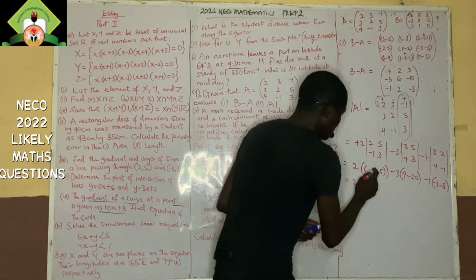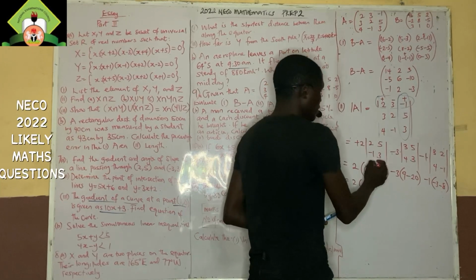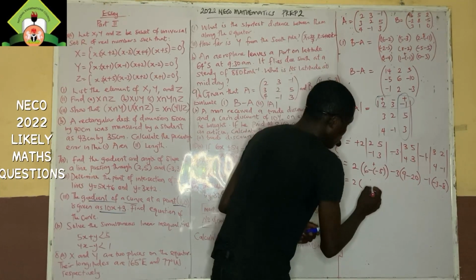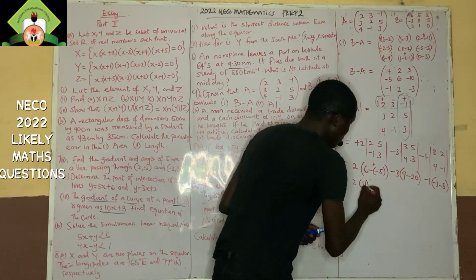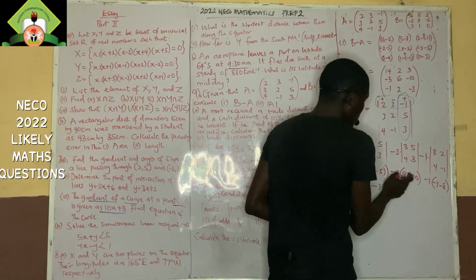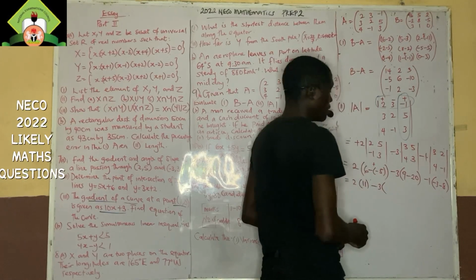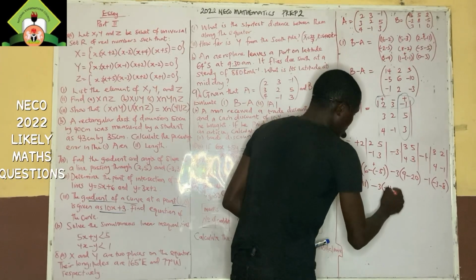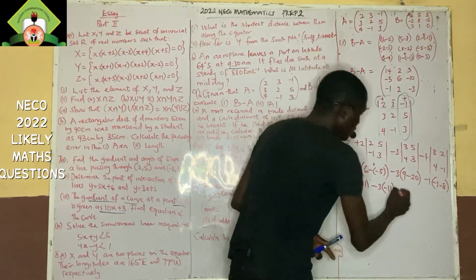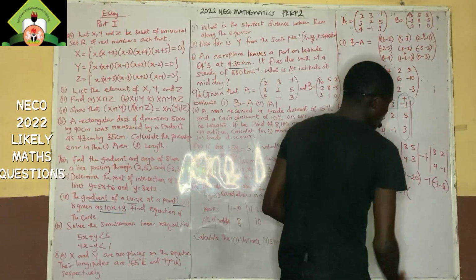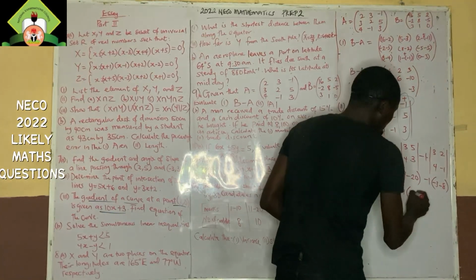So we have what? 2 into bracket 6 minus 5, to give you plus. So 6 plus 5 is going to give you 11. Minus 3 over bracket. Now 9 minus 20 is what? 9 minus 20 is minus 11. Minus 11 minus 1 over bracket. What? Minus 3 minus 8 is minus 11.